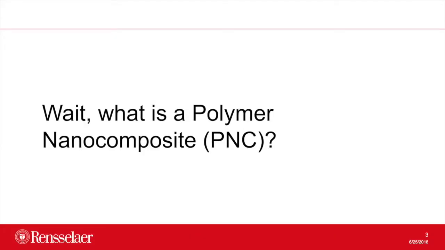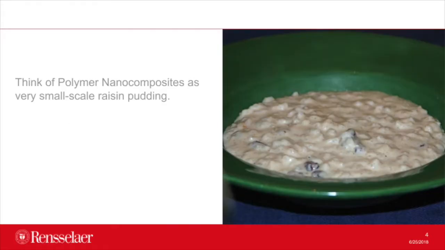So you're probably wondering what a polymer nanocomposite is. You can think of a polymer nanocomposite as essentially a very small raisin pudding. Raisin puddings basically have a bunch of raisins in them, and then there's the pudding base. In polymer nanocomposites, you have fillers and matrices, and in a raisin pudding polymer nanocomposite, the raisins are the filler, and the pudding itself, whether it's rice pudding or vanilla pudding, is the matrix.